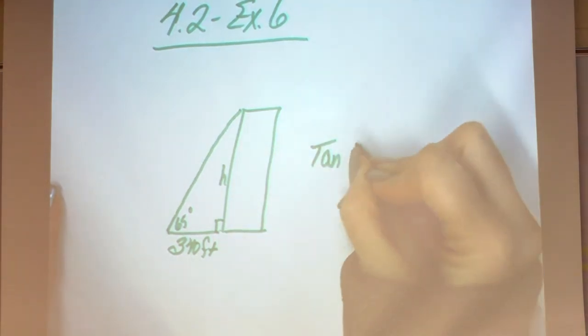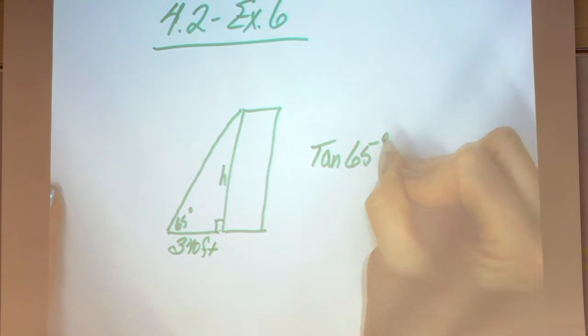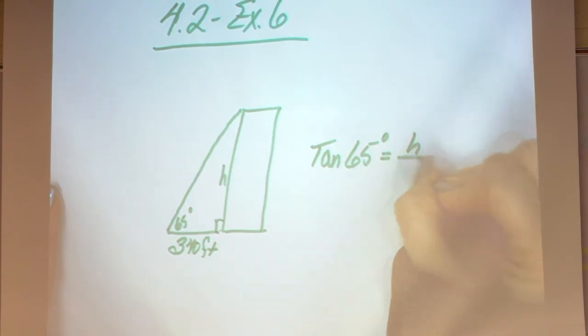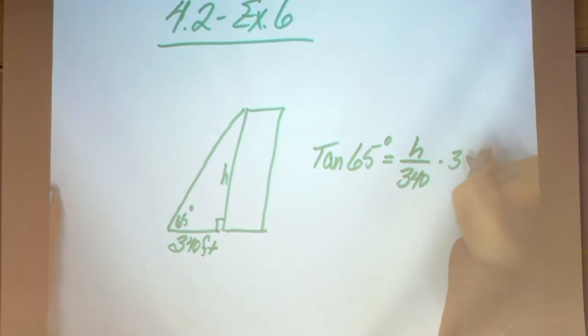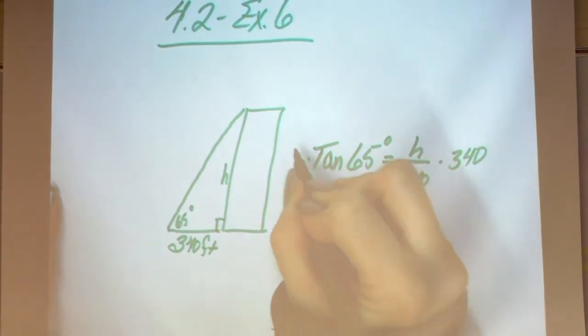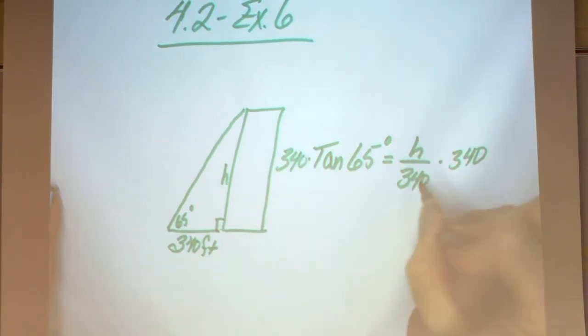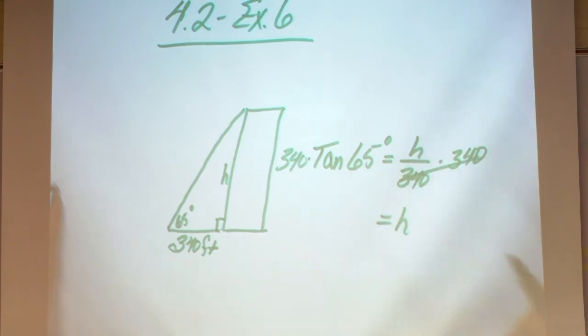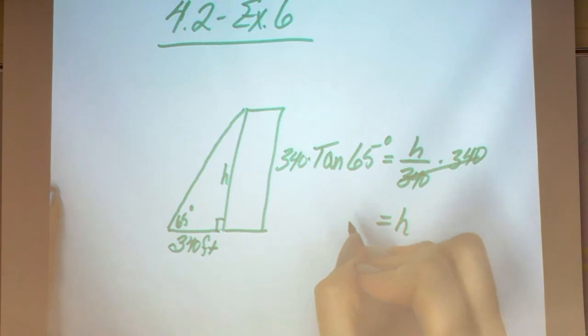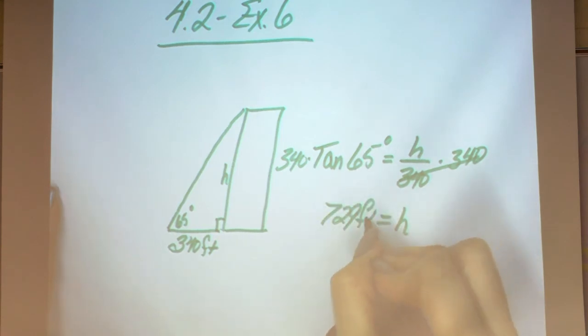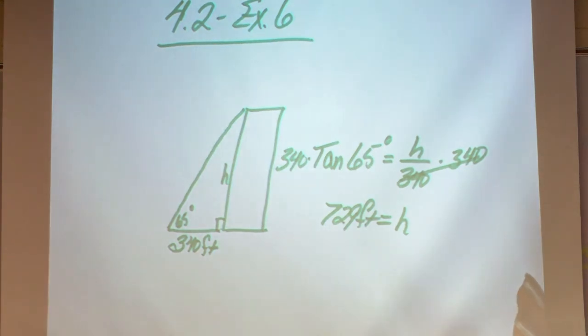So if I do tangent of 65 degrees equals the height over 340, and I simply multiply both sides by 340, my height would be equal to, punch that in your calculator, and you end up with 729 feet. And that is the end of the examples for section 4.2.